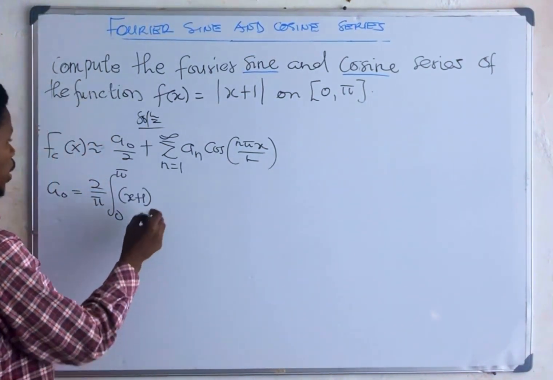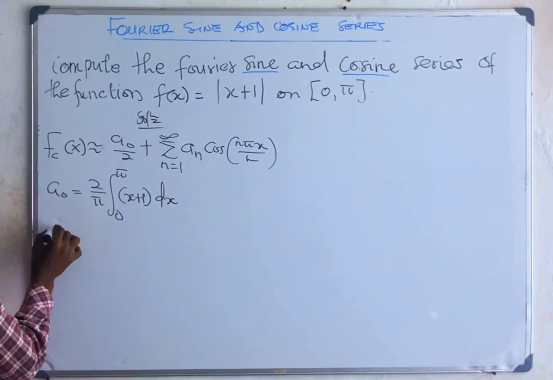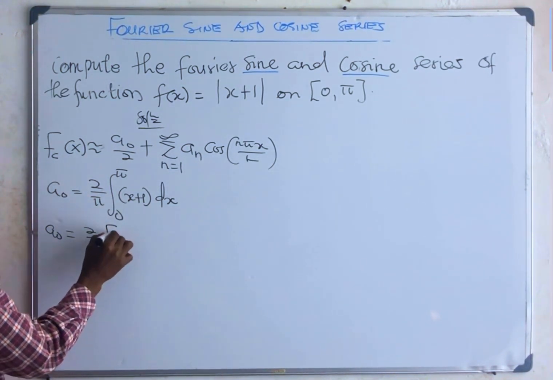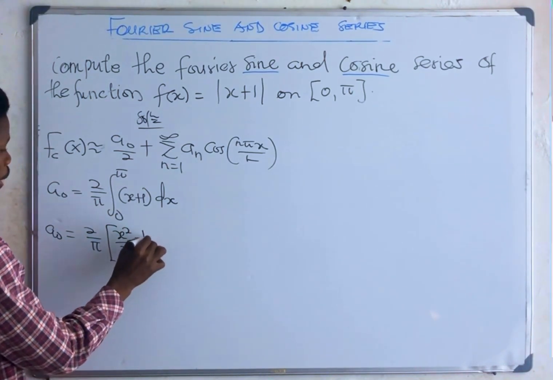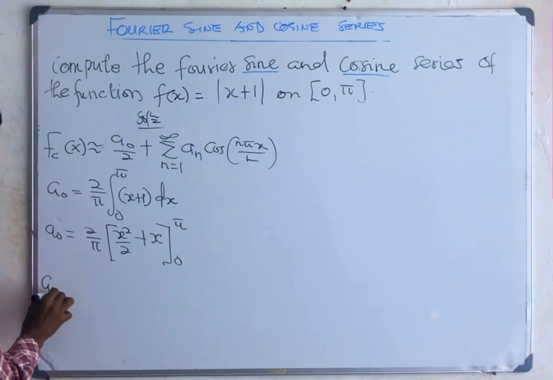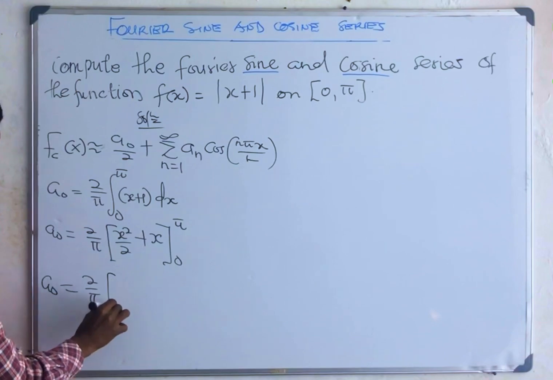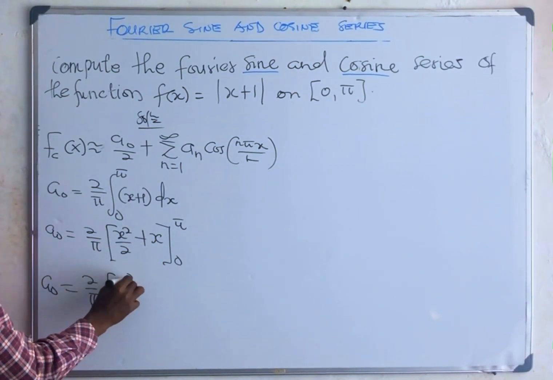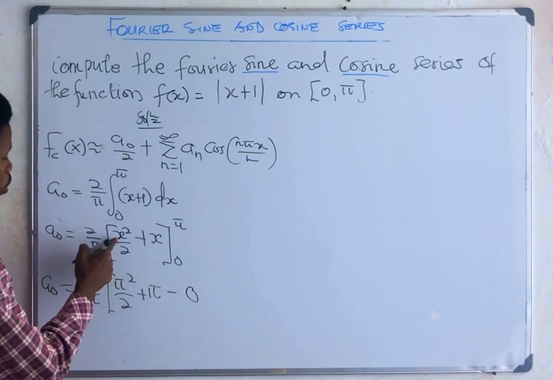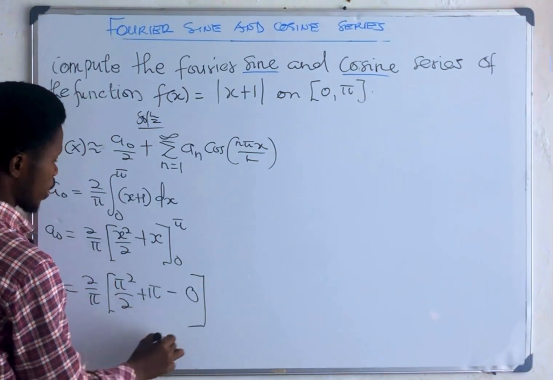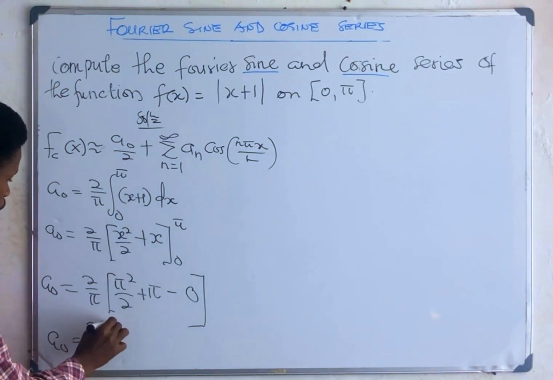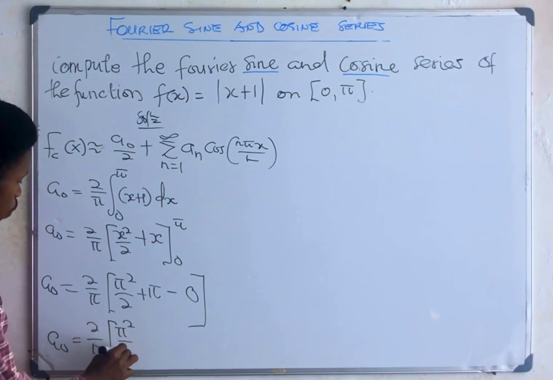So here is supposed to be just like this. Then I will integrate this, right? So I'm going to have a naught equals 2 over pi. If I integrate this, I have x squared over 2 plus x, from 0 to pi. Now if I put pi here, that will be pi squared over 2 plus pi minus 0. Because if I put 0 here, it will be 0. So my a naught will be equal to 2 over pi times pi squared over 2 plus pi.